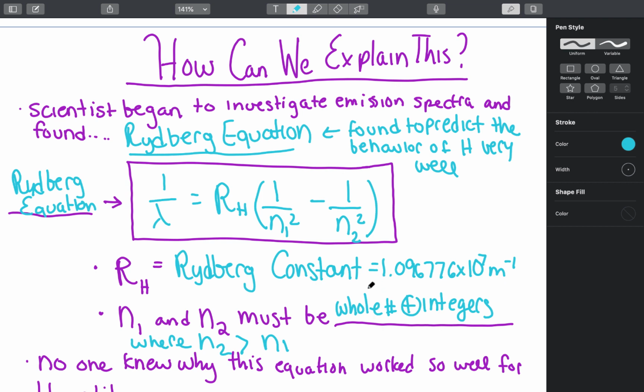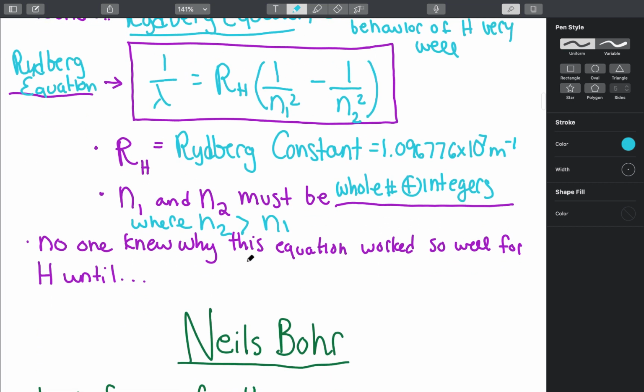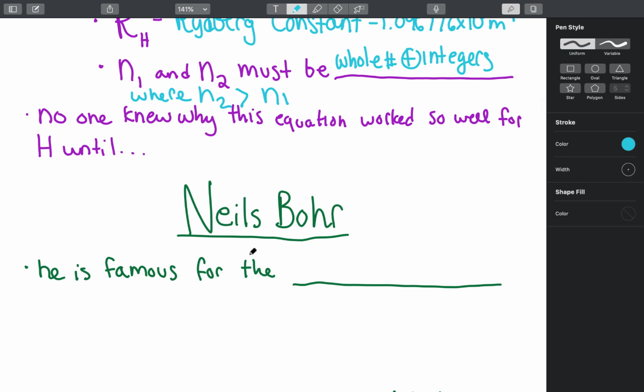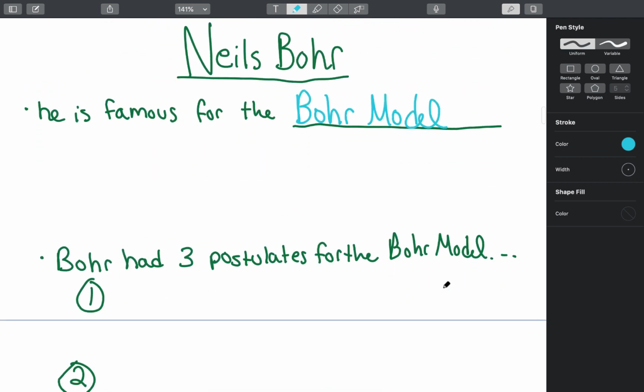So they knew that this equation could predict the behavior of hydrogen very well. However, they did not know why it could predict the behavior of hydrogen very well. And they didn't know why until a guy named Niels Bohr came around. And Niels Bohr is famous for the Bohr Model. So he's famous for his Bohr model.